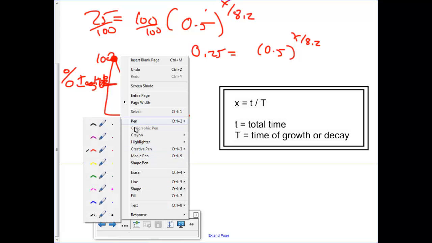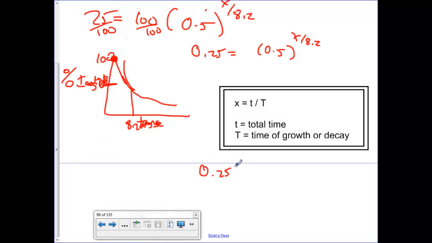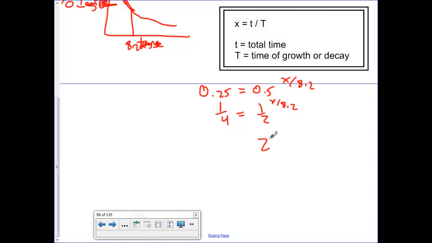Let me just write this further down here. 0.25 equals 0.5 to the x over 8.2. Now these numbers right here, I can make them into exponents with a couple of tricks here. 0.25 is actually 1 over 4, and 0.5 is 1 over 2. So this guy's 2 to the negative 1, and this guy is 2 to the negative 2. That's the trick to this one here.